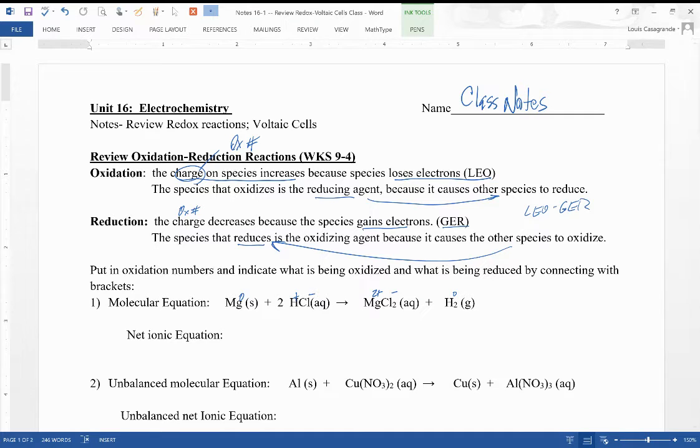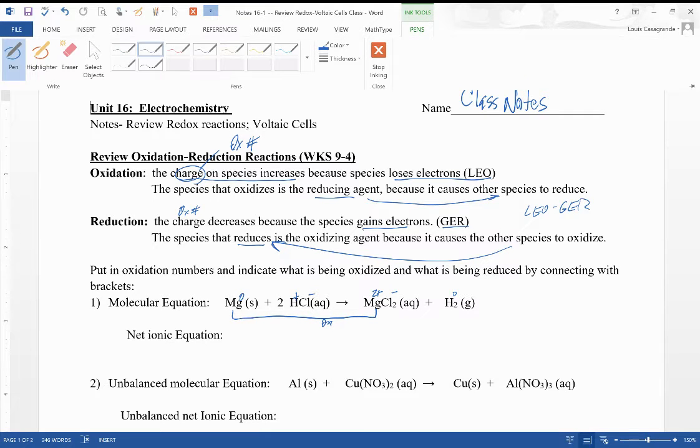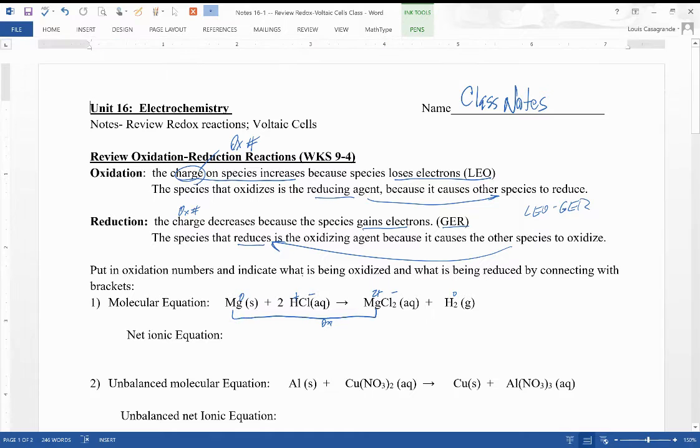Now, one of the things I want you to start thinking about is putting lines connecting the things that are being oxidized and reduced. So the magnesium gets oxidized, and the hydrogen ion, the H+, gets reduced. And it doesn't matter if you put the lines on top or on bottom. I just put one on top, one on bottom to make it a little easier for us.